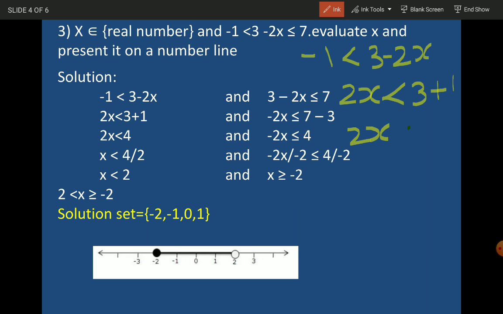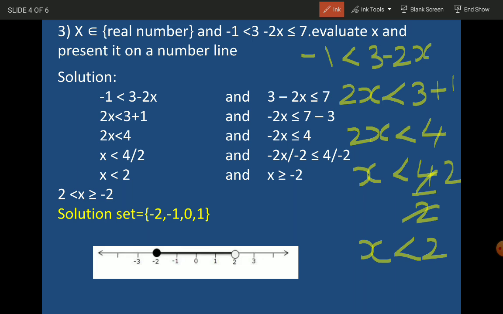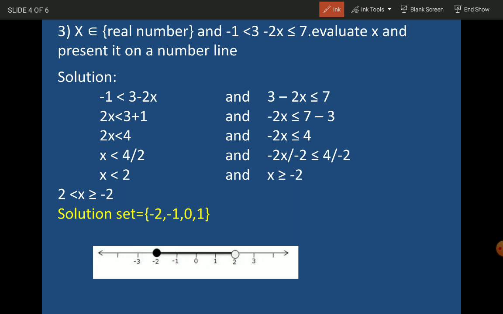2x is less than 3 plus 1, that is 4. x is less than 4 by 2. So cancelling, x is less than 2. So for one section we get x less than 2. Then we are going to solve the other section.